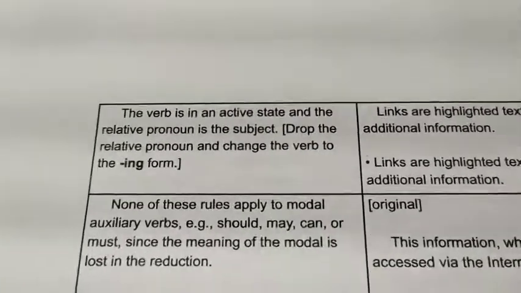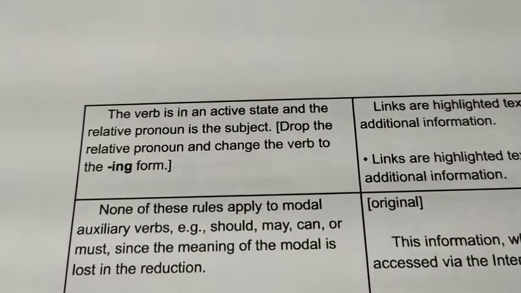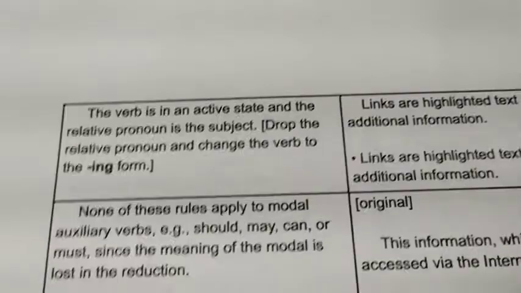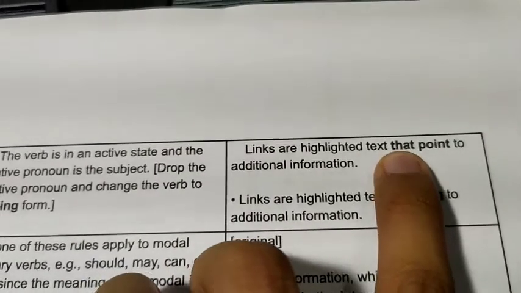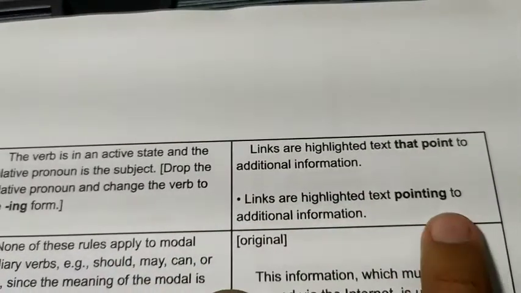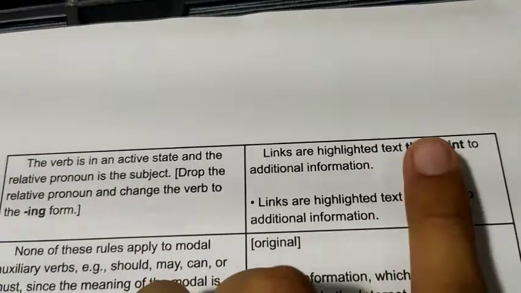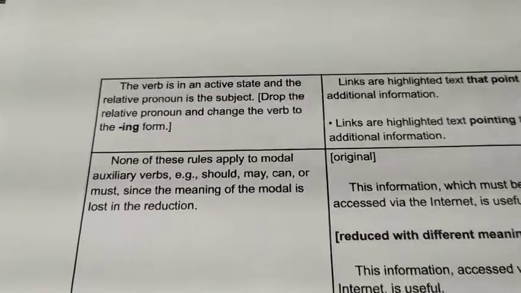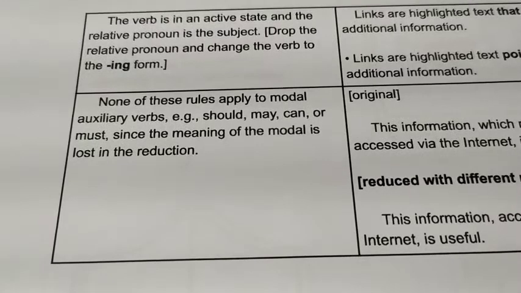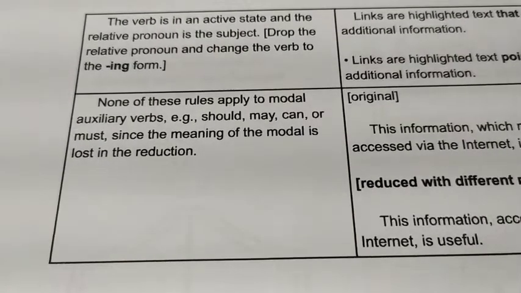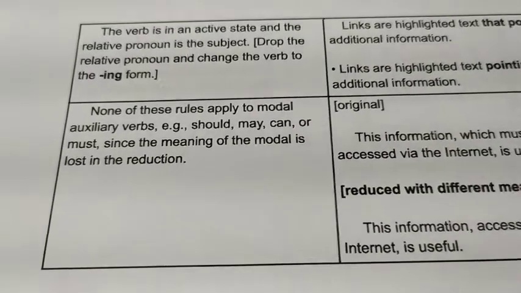If the verb is in the active voice and the relative pronoun is the subject, drop the relative pronoun and change the verb to -ing. So instead of having the word "that," you simply omit it and add -ing to make it one word instead of two, because we are avoiding lengthy wording. None of these rules apply to modal auxiliary verbs, for example should, may, can, or special verbs, since the meaning of the modal is lost in the reduction.